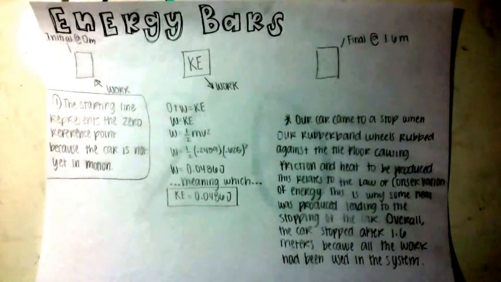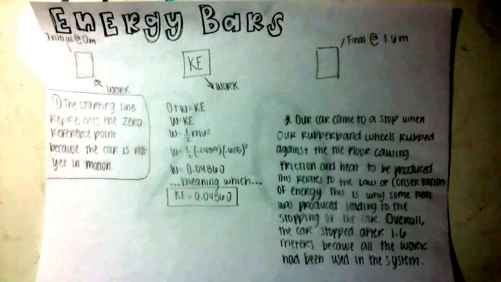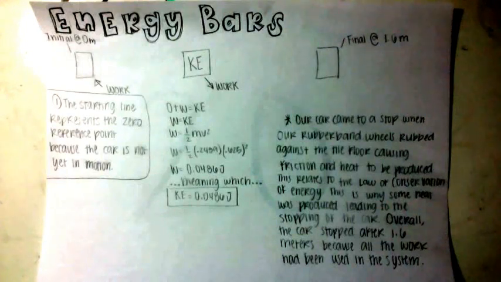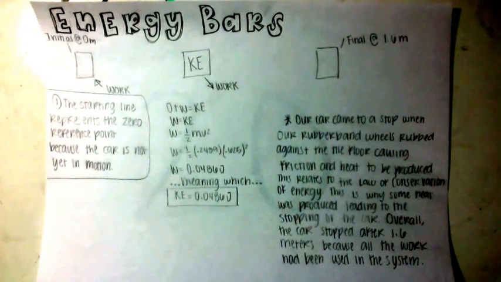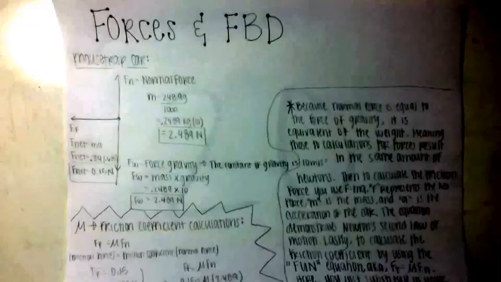And then the final is at 1.6 meters, and there's nothing because it's stopped. And there's no height, so it's not potential energy either. And so our car came to a stop when our rubber band wheels rubbed against the tile floor, causing friction and heat to be produced. And this relates to the law of conservation of energy. So overall, our car was stopped after 1.6 meters because all the work had been used in the system.